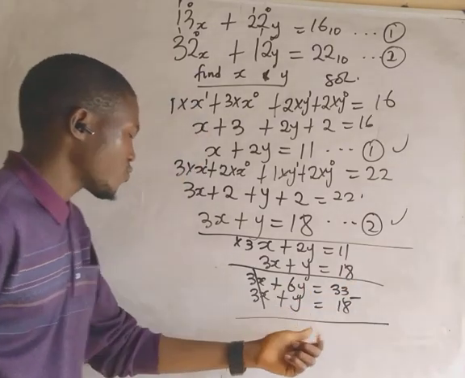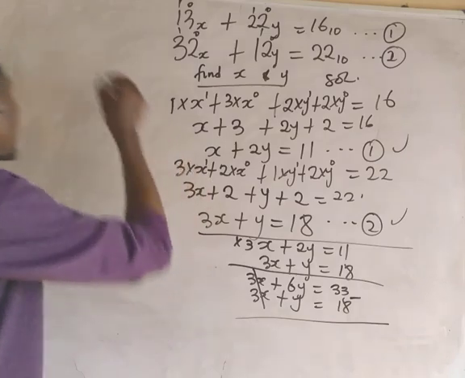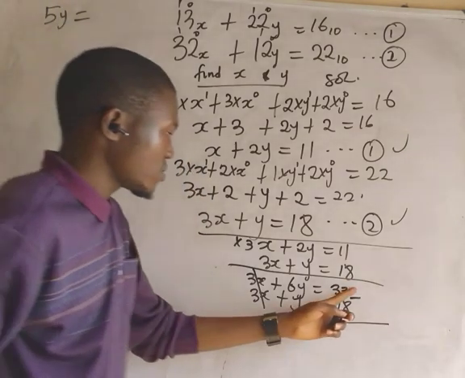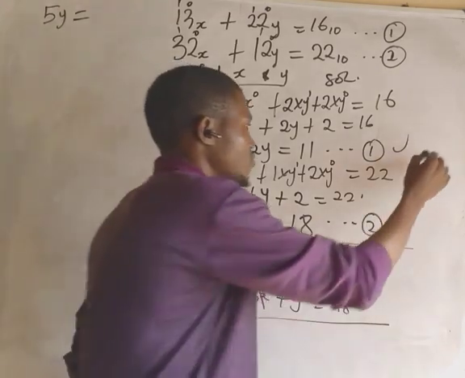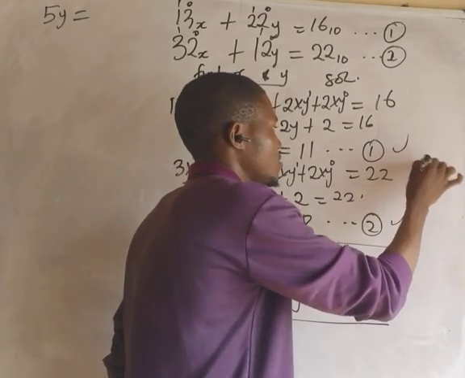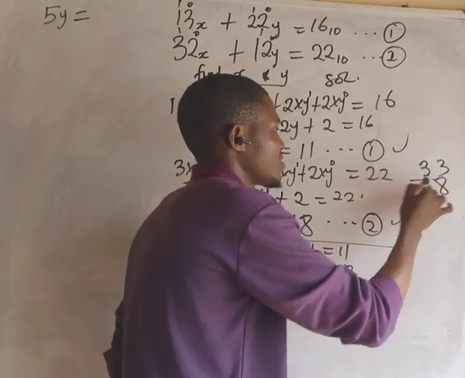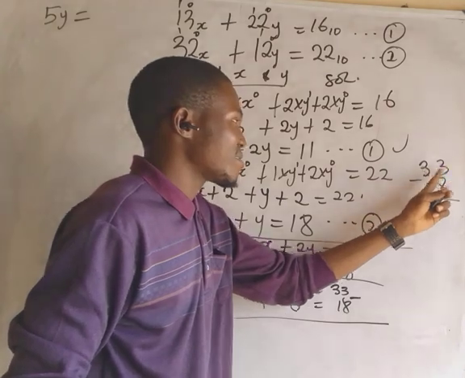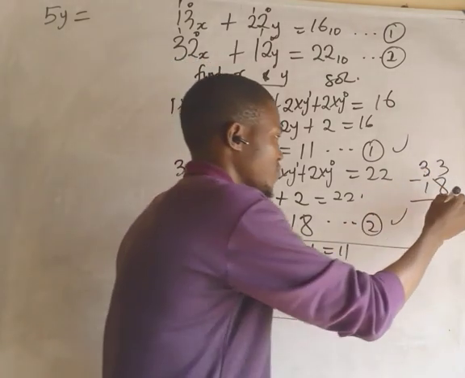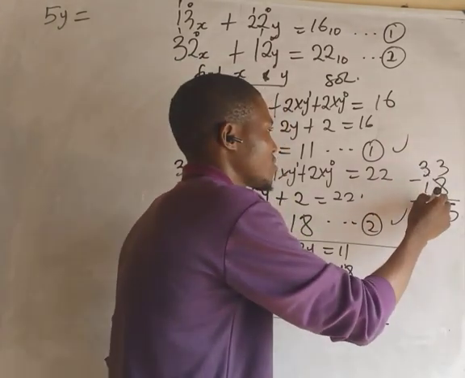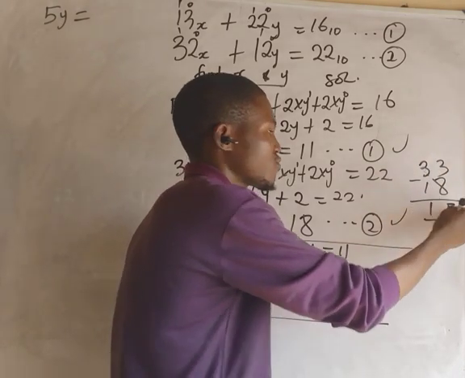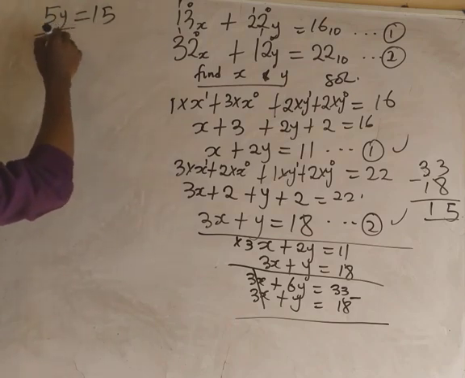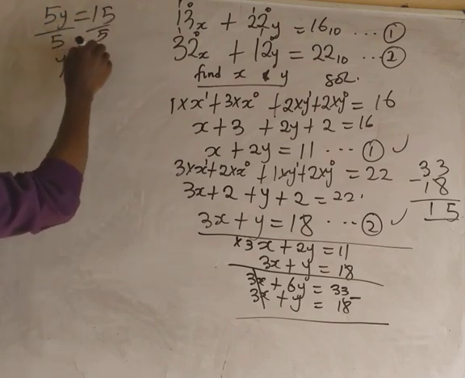6y minus y will give us 5y is equal to 33 minus 18. So let's do the subtraction here. 33 minus 18. I think that should give us 15. Let's check if it's correct. This is 13, right? 13 minus 8 is going to give us 5. And 2 minus 1 is 1. So we have 15. So this will give us 15. Divide both sides by 5. And y is equal to 3.